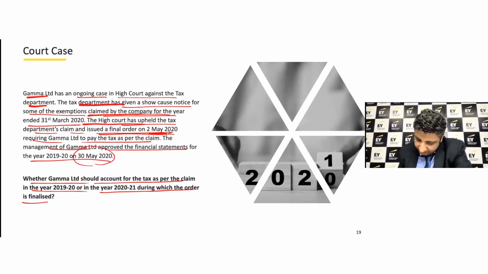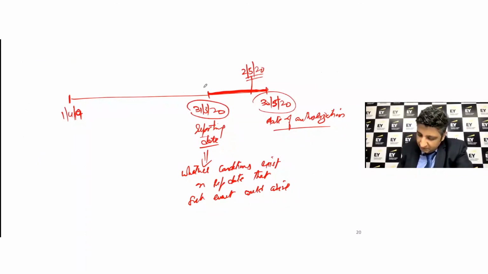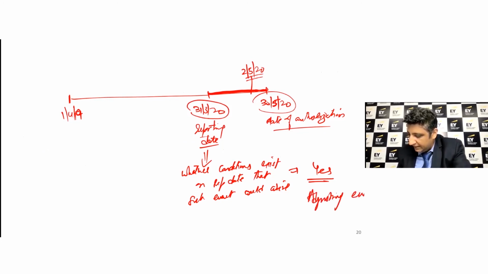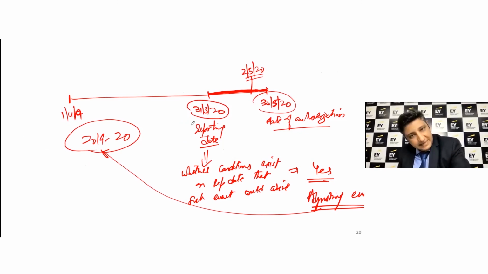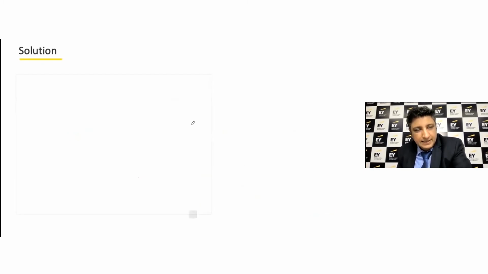The final order has come on 2nd of May, but it's an ongoing case, which simply suggests that yes, the circumstances or the conditions existed on the reporting date, which makes it an adjusting event. That simply means we need to account for this particular adjustment in the year 2019-20 itself, right? And not wait for the next year, which is 2021, the year in which the final order has been issued. Is it all comfortable? That's something which is very, very important for us to know, right? Let's have a look at the formal solution.